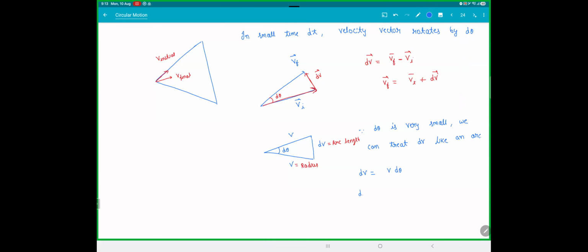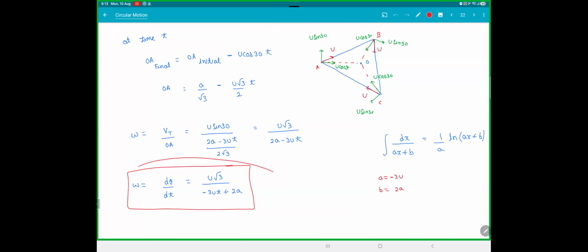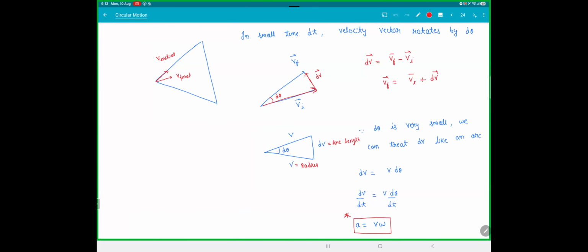If I divide both sides by dt, we get dv by dt is equal to v d theta by dt. dv by dt is nothing but acceleration, and d theta by dt is omega. Remember that, quite a good result. So acceleration of this body is v into omega. V is the speed and omega is the angular velocity. And omega we already know from here. This is the acceleration of the body at time t.